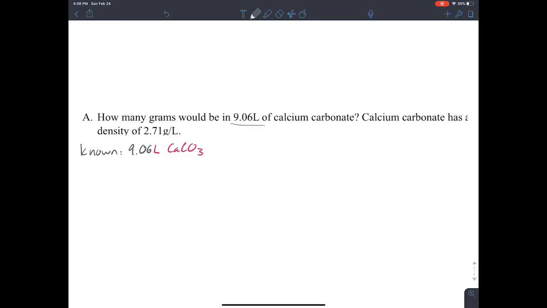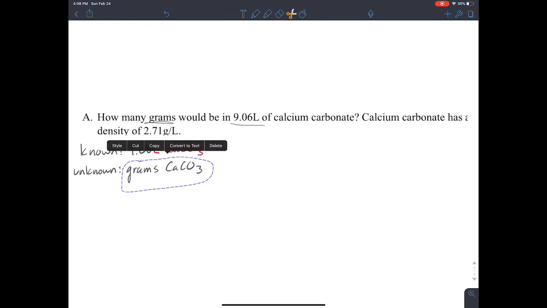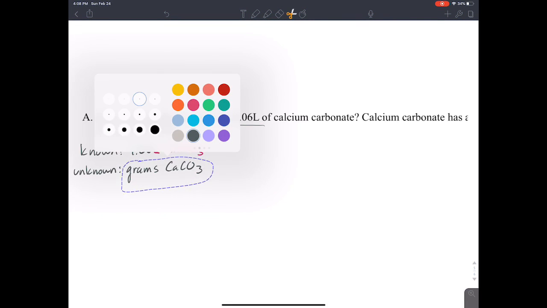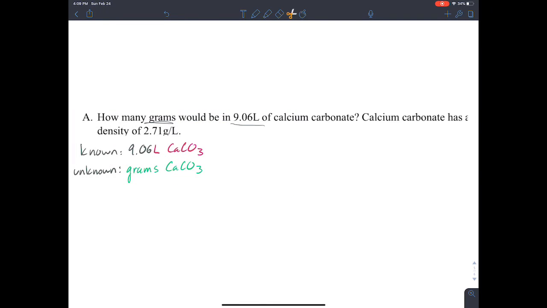Okay, so liters of calcium carbonate are unknown. Okay, we're trying to find how many grams of calcium carbonate. I'm going to change my color. Okay, so our conversion factor, well, our conversion factor is given to us here.